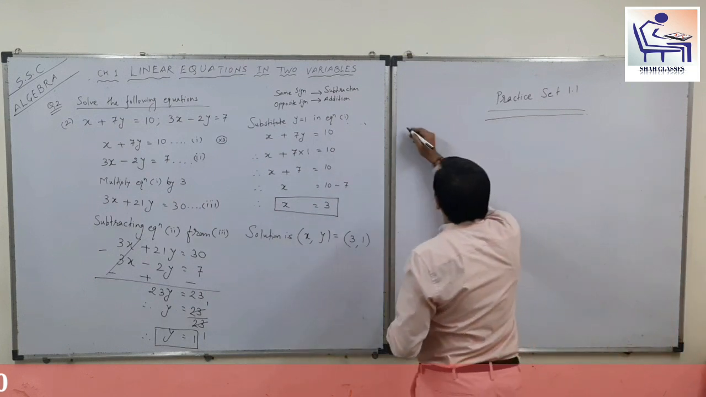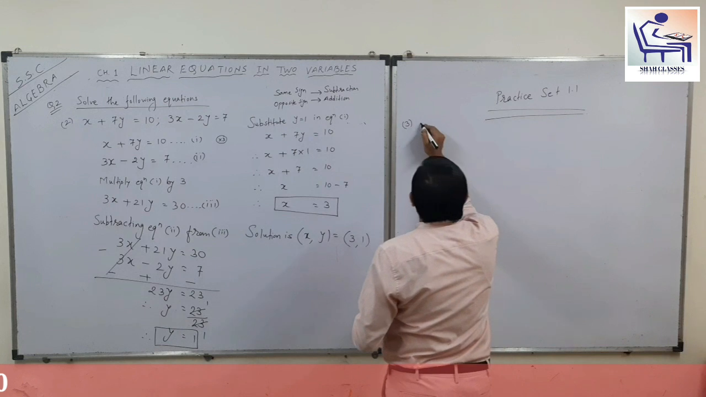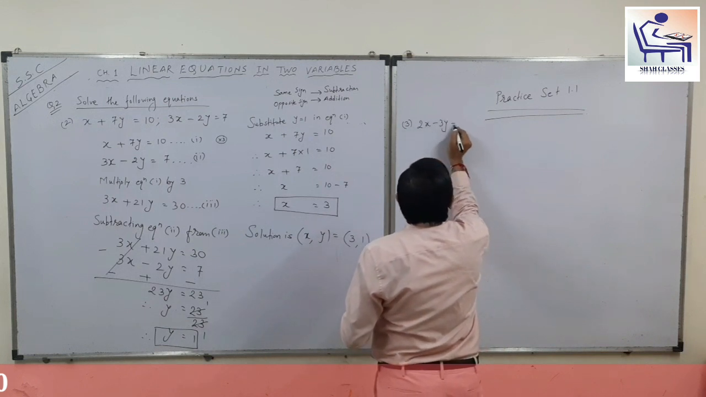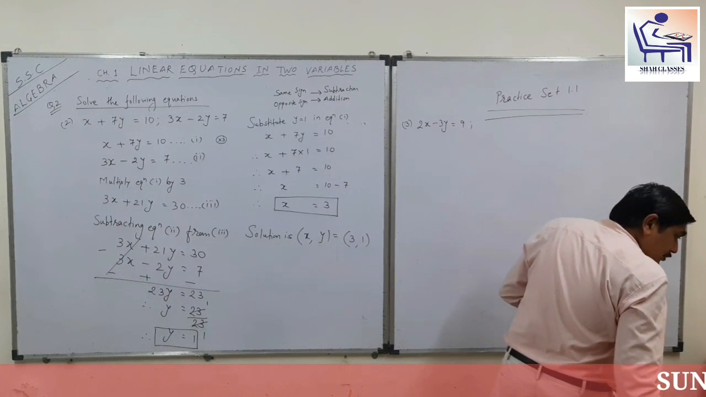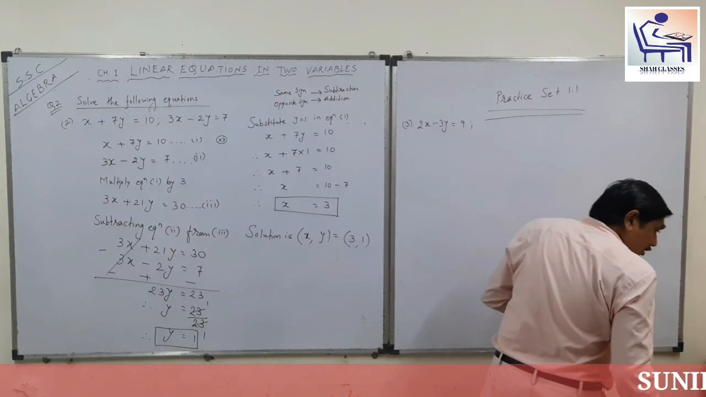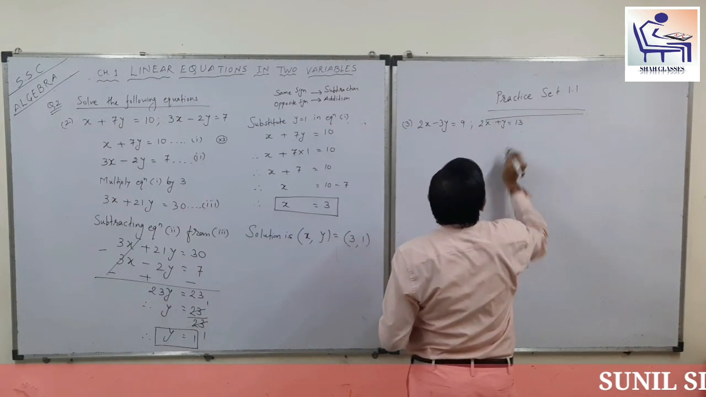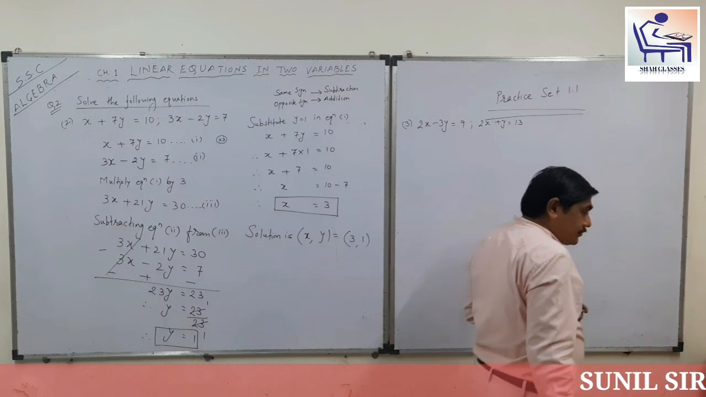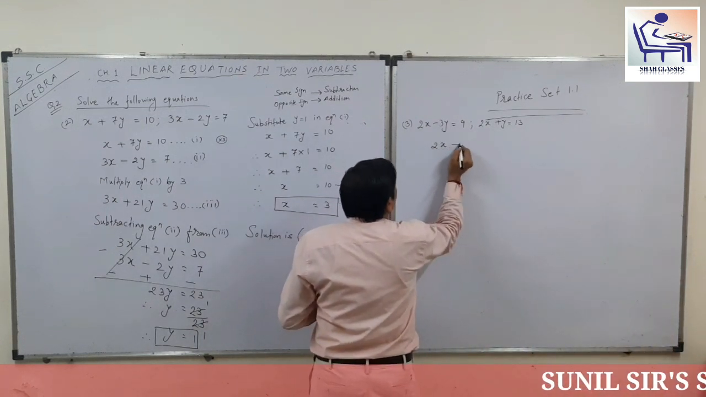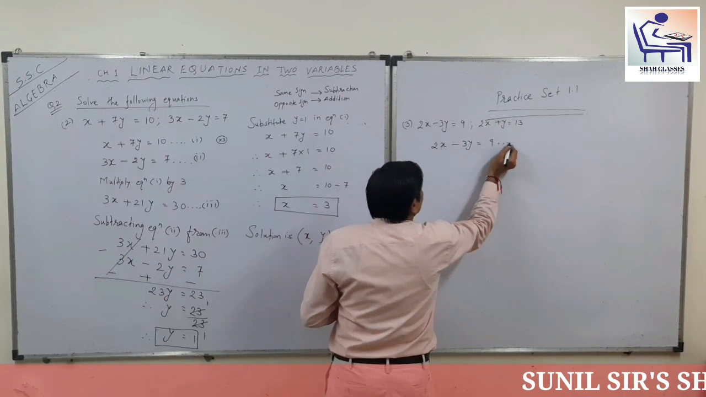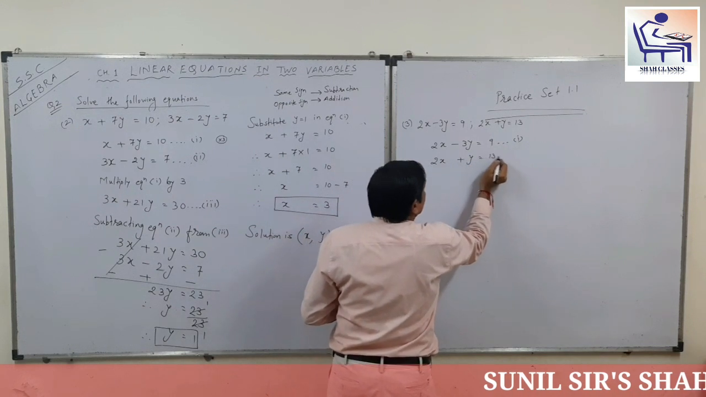Question number 3. 2x minus 3y is equal to 9 and 2x plus y is equal to 13. Okay, so 2x plus y is equal to 13. Same thing, here we will give the equation number. This is your first equation and this is your second equation.